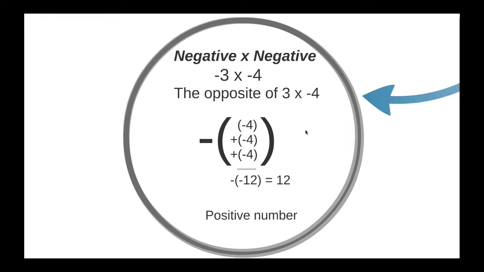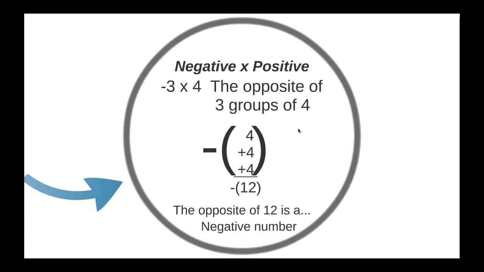All right, let's take a look at our last situation. Again, this doesn't make quite as much sense when you think about it. That's why we have the rules. But what if we have a negative times a positive? Well, that's the opposite of 3 groups of 4. So here we go. There's 3 groups of 4. We know that makes 12. But we really want the opposite of that. We want the opposite of 12. And so the opposite of 12 is a negative number. It's negative 12. Okay, so again, the rule, when the signs are different, your answer is negative.